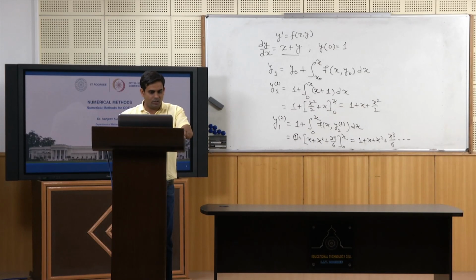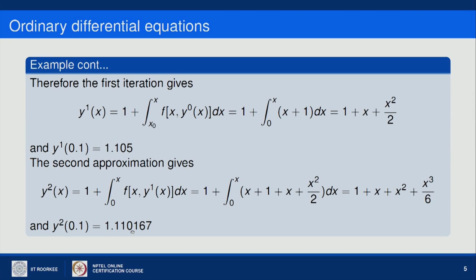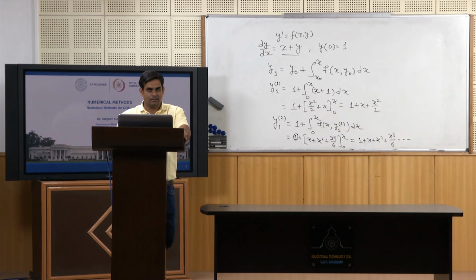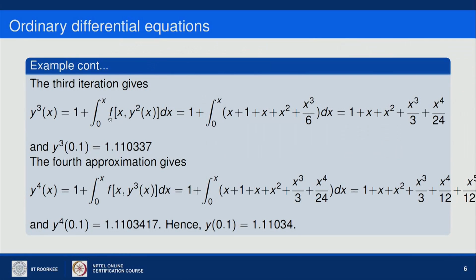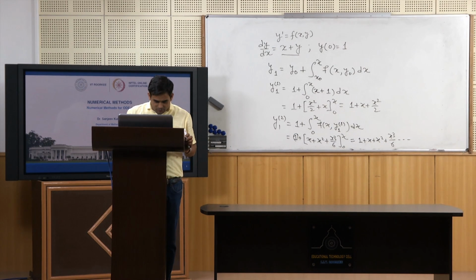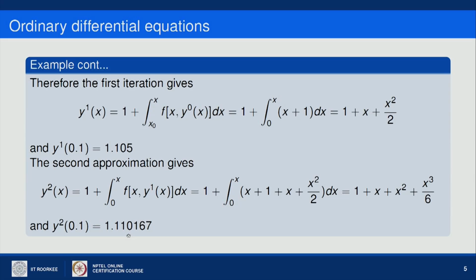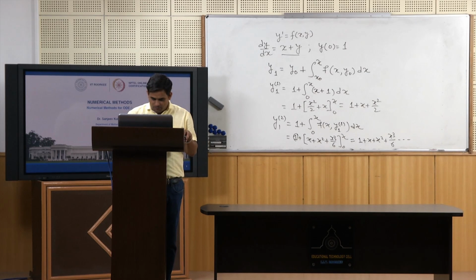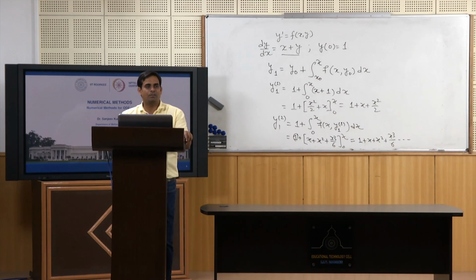So, if I put the value 0.1 for x, y1 is coming 1.105, while y2 is coming 1.110167. Then I calculate y3. So, y3 will again be 1 plus the integral from 0 to x of f of x y2 dx. After putting all this, I am getting 1 plus x square plus x cube upon 3 plus x raised to power 4 upon 24. When I put x equals 0.1, I am getting y3, the third approximation of y at x equals 0.1, as 1.110337, while in the second iteration it was 1.110167. So, it is correct up to third place after decimal.